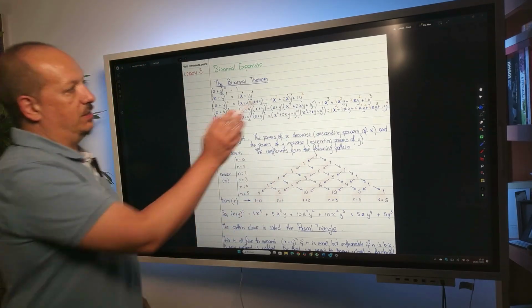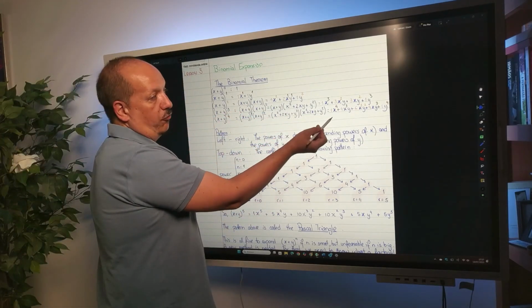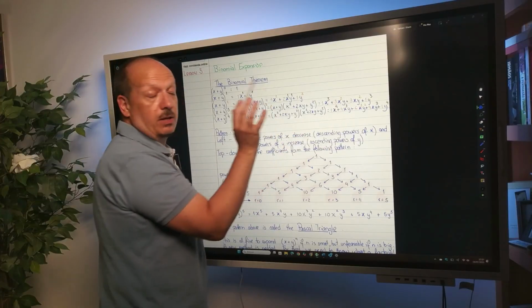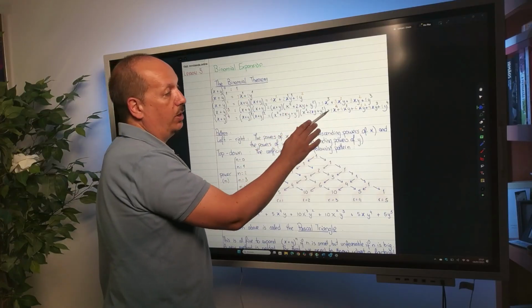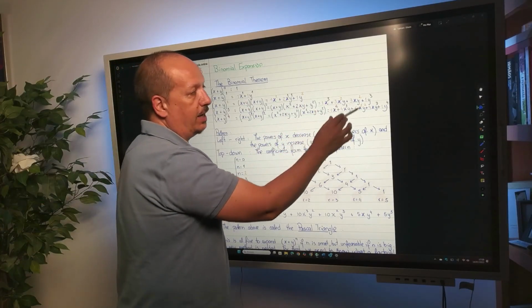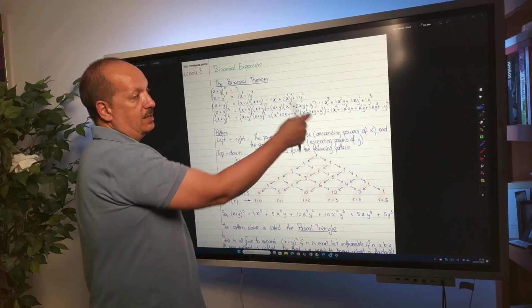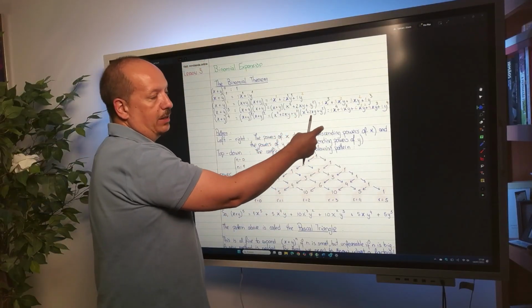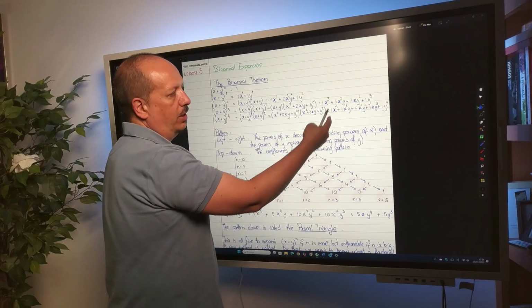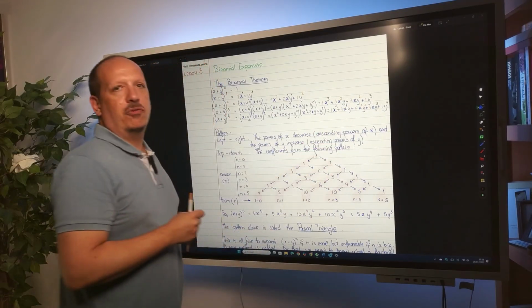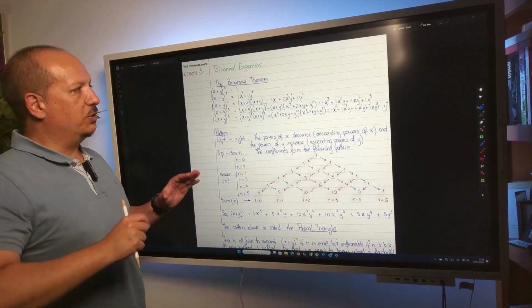Okay, yes, the x, the first term would be x to the power of 5, x to the power of 4, x cubed, x squared, x to the power of 1, x to the power of 0. Then for the y's, on the first term, you would have y to the power of 0, y to the power of 1, y squared, y cubed, y to the power of 4, y to the power of 5. Okay? So this is the pattern.